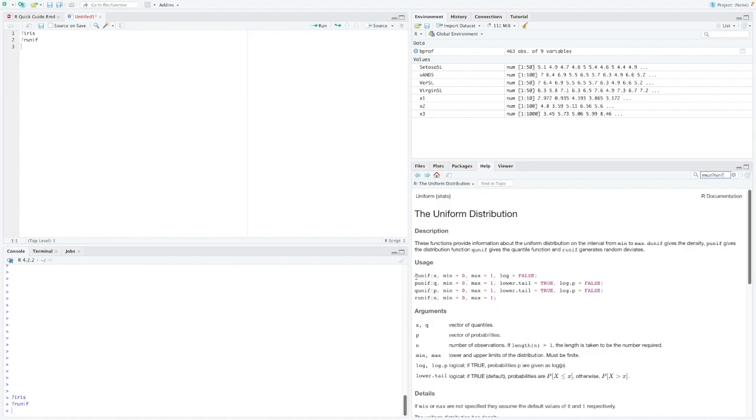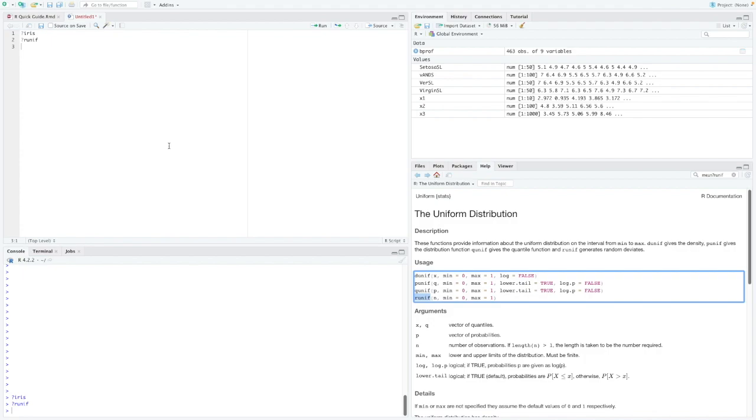Much like the normal distribution, you're always going to have these prefixes of D, P, Q, R. That's true for the normal distribution. That's true for the student's T distribution. So D always stands for density. That's our density function. P is our probability. Q would be the opposite of probability. So if we gave it a probability, it'd spit out the data value that would have that probability. And our Unif randomly generates uniform data.